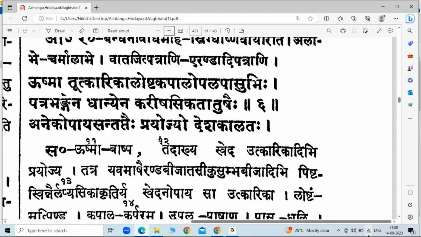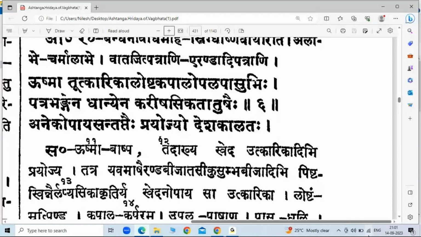So I will read those three lines once again. Ushma tu utkarika loshta kapalopalapamsubhihi, patrabhangena dhanyena karisha sikata tushaihi, anekopaya sandaptaihi, with the materials listed above. Deshakalataha prayojyaha. Ushma svedaha deshakalataha prayojyaha. Anekopaya sandaptaihi utkarikaloshtakapalopalapamsubhihi. Anekopaya sandaptaihi patrabhangena. Anekopaya sandaptaihi dhanyena.